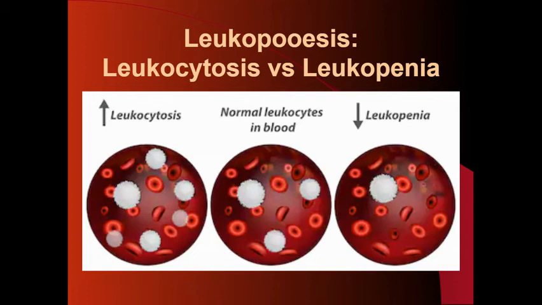So normally we should have a certain number of white blood cells or leukocytes circulating in the blood, about less than 1% of our blood volume. If we have an elevated amount, that's leukocytosis. That usually indicates we have an infection. If we have less than what we would expect to have, that is leukopenia. And that also indicates that there is something going on incorrectly with our white blood cells.